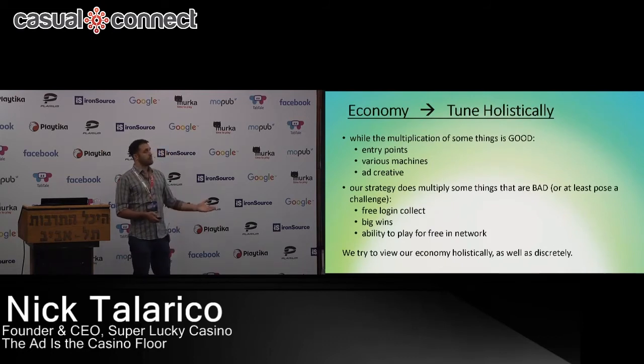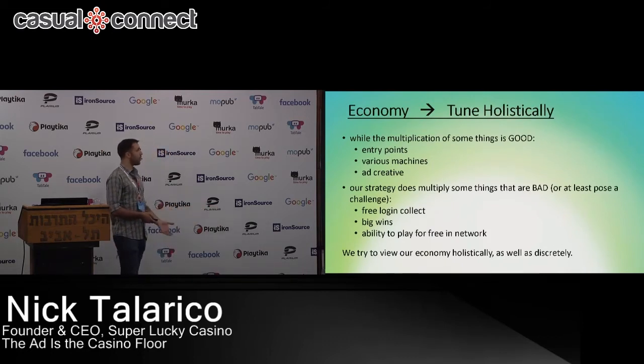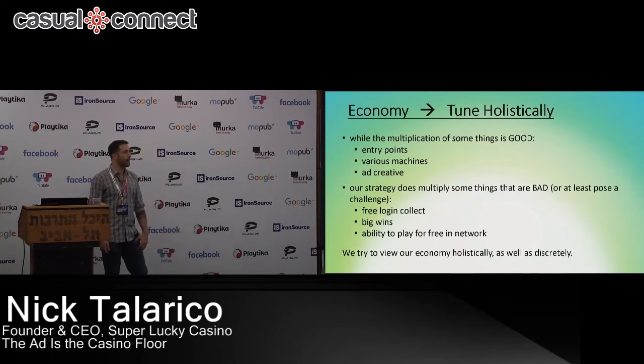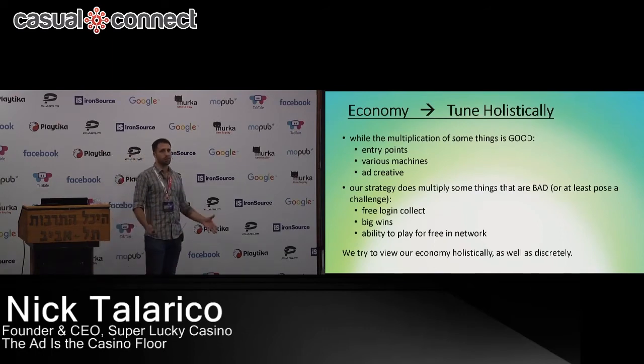I already talked about this briefly, but we tune our economy holistically. That's network-wide. Obviously, we have to tune it on an app-by-app basis, assuming that people are potentially, in some cases, just spending time within one app. But we have to figure out what the most common behavior is. How many apps do people typically play of ours, and what does that larger economy look like? I already said the strategy does multiply some of the "bad" things, some of the negatives in an economy. Free login collect, big wins, and therefore the ability to play longer for free within our network.